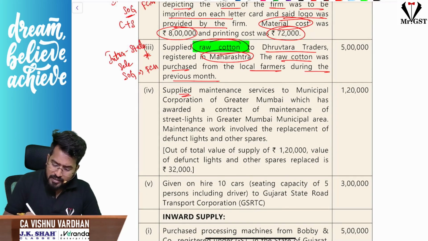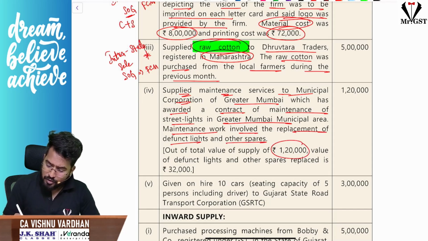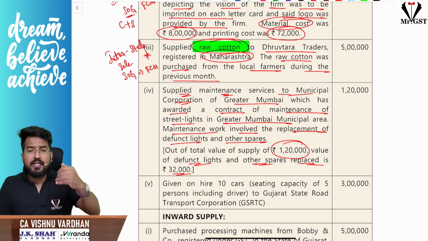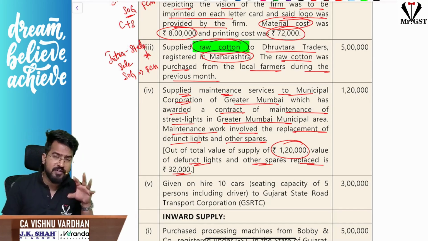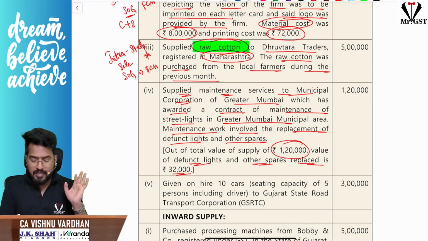Next, supplied maintenance services to the Municipal Corporation of Greater Mumbai, which has awarded a contract for maintenance of streetlights in the Greater Mumbai municipal area. The maintenance work involved the replacement of defunct lights and other spares. Out of the total value of 1,20,000, the value of defunct lights and other spares replaced is 32,000. If you remember exemptions, any services provided to a local authority under Article 243W, 243G, in relation to their duties, with 75-25, that is 75% services and 25% or less goods, is exempt under GST.